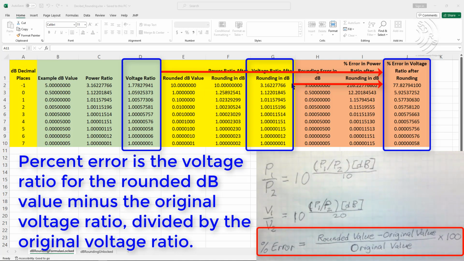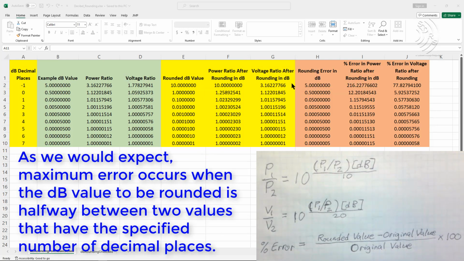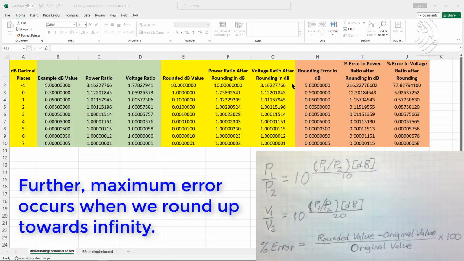We would expect the maximum roundoff error to occur when the dB value to be rounded is halfway between 2 dB values that have the specified number of decimal places. We can observe this in the spreadsheet. Also, it turns out that the maximum error occurs when we round up from the midpoint between these values. And this is true regardless of the number of decimal places to be used in the rounded value.